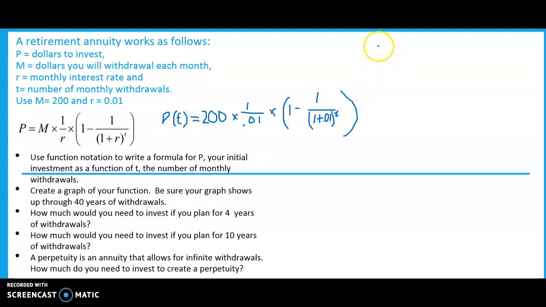So, before I go to the calculator, which is going to help me create this graph, I always want to start out with what I already know. My input variable is time. My input variable is always in this parentheses, and it always goes on the horizontal axis. My time here is measured in months. And I know that because everything up here is talking about monthly withdrawals, monthly interest rate, all of that.